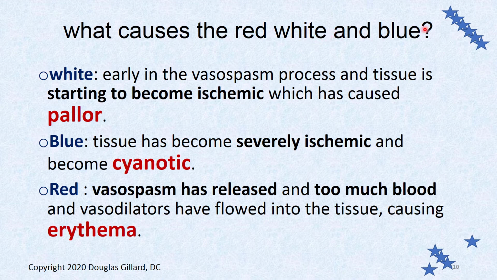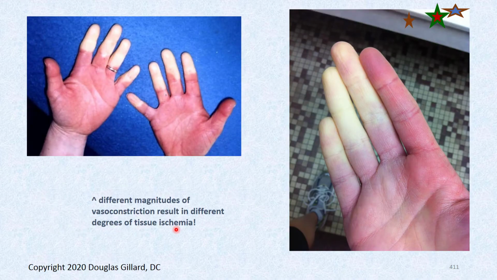Just an easy slide, lots of stars there. Easy question for me. So white, why do people get white color? Well, that's pallor. That's the initial vasospasm happening. Why do they get blue? That's toward the end of the vasospasm. They get cyanotic because the tissue is really starting to have trouble. Why do they get red? The vasospasm has released, and now they're over vasodilated. They have erythema. So, easy question there. Can't miss easy questions like that.